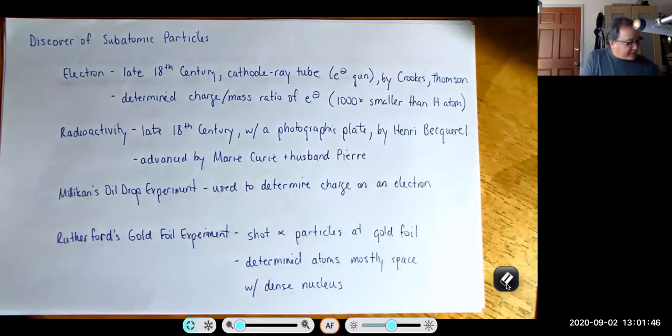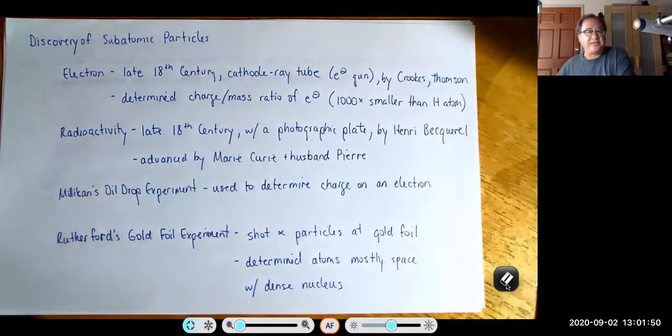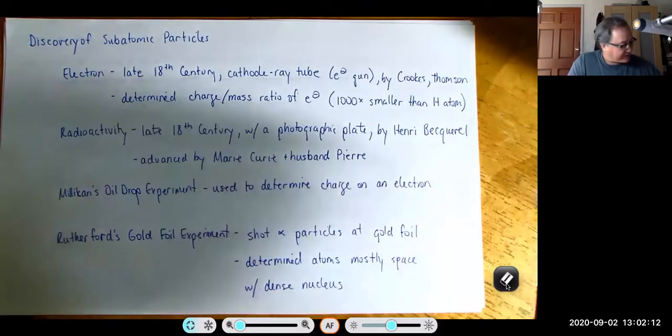Let's look at the discovery of subatomic particles. This is a little bit of a history lesson. It's pretty interesting. The discovery of the electron was in the late 18th century. So we're talking about, I don't know, was it the 18th century? It was around 1850, 1860. So 19 was the 20th century. So this would actually be the 19th century.